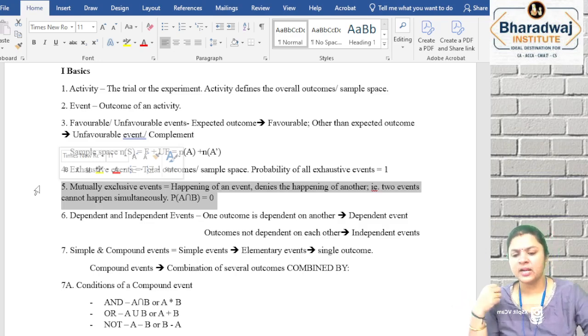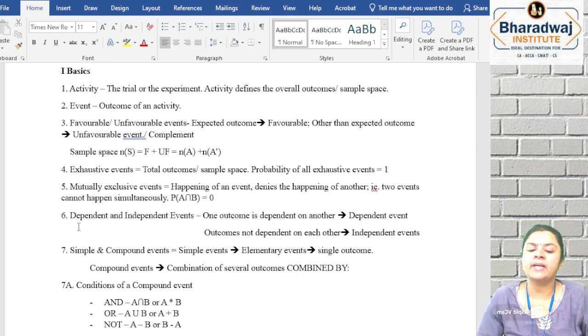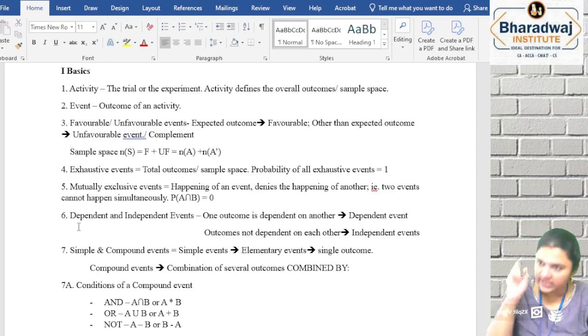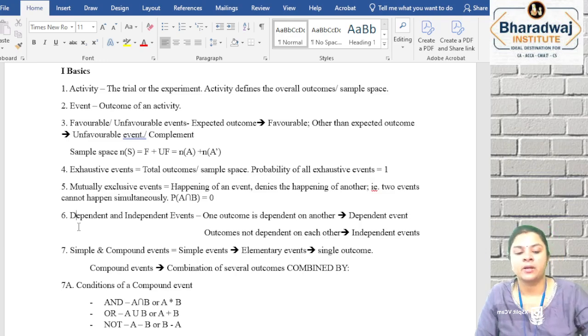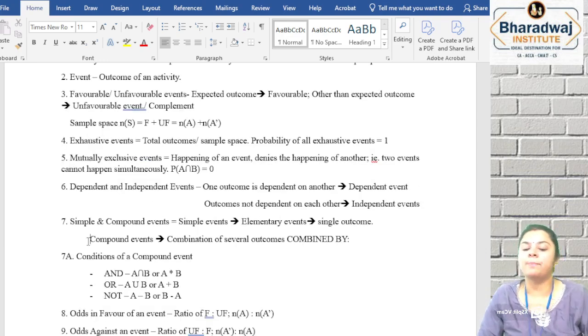Okay, next, independent and dependent events. If the outcomes of the two events are not dependent on each other, then they are called independent events. Whereas if the outcome is dependent on one another, then they are dependent events. Now in the examination, for independent events, we will be using the simple rule of multiplication of probability. Whereas when the word dependent event appears, you should remember the rule of conditional probability, A given B or B given A.